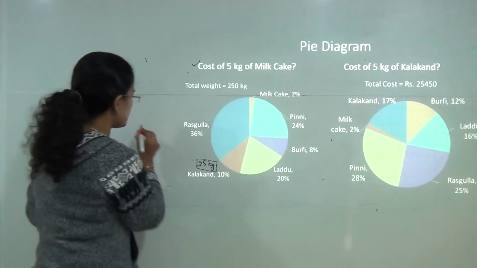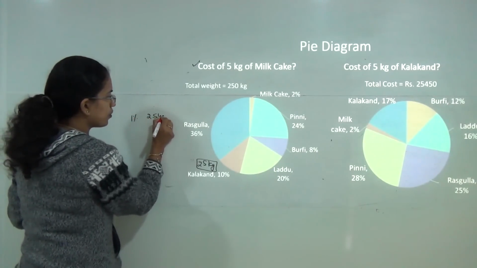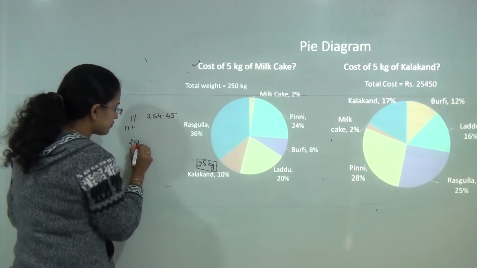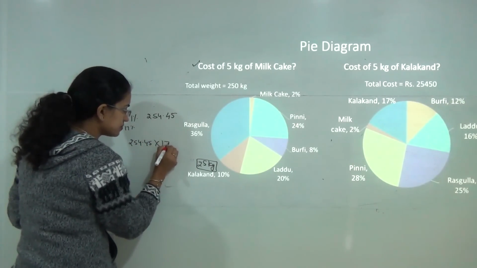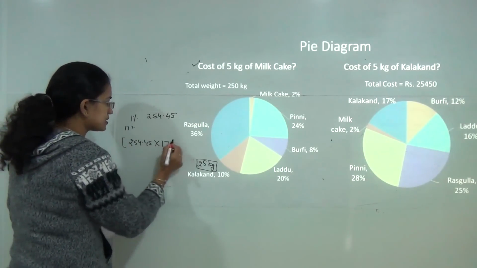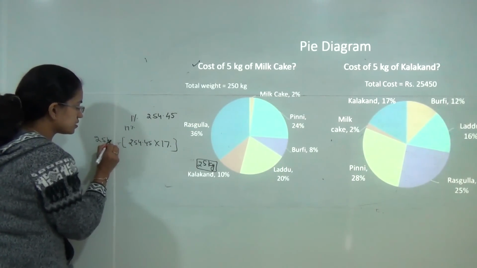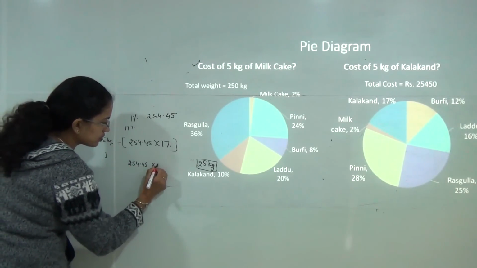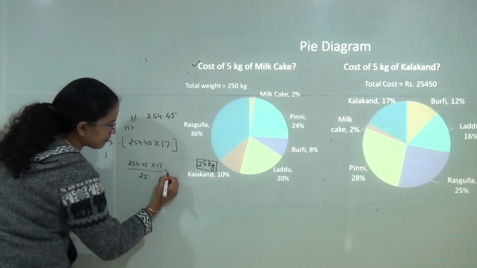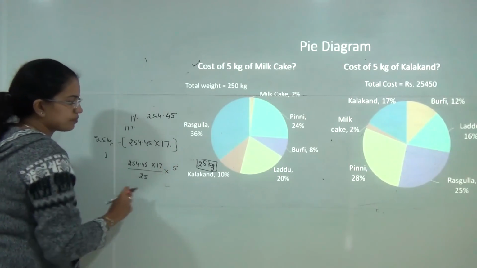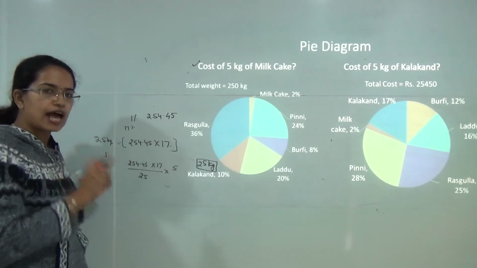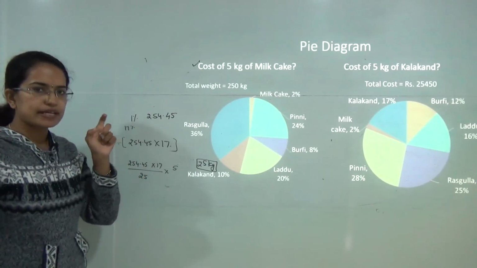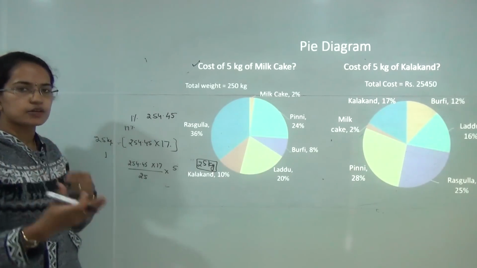Now 1% would be 254.5. So 17% would be 254.5 into 17, and this makes up how much Kalakand? That is 25 kgs of Kalakand. So 1 kg would be 254.5 into 17 divided by 25, and 5 kgs would be into 5. Now as I said, if you keep the fractions as they are until the end, it would be easier to solve rather than if you multiply this first and you get a big number and then you again start dividing, it would create a whole lot of mess.